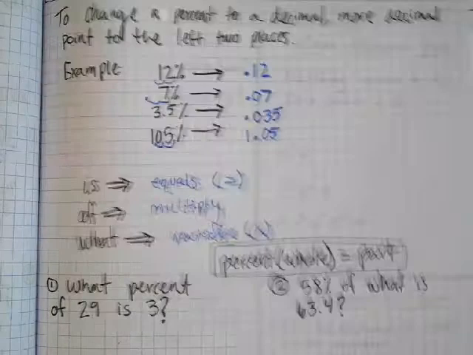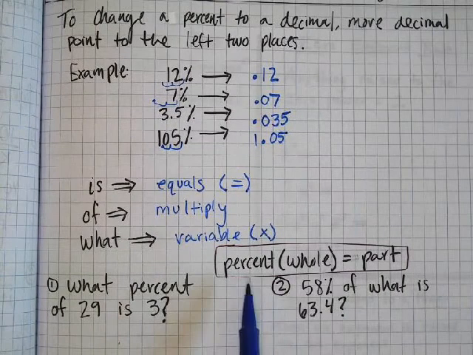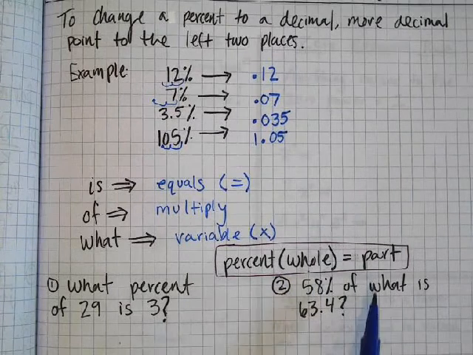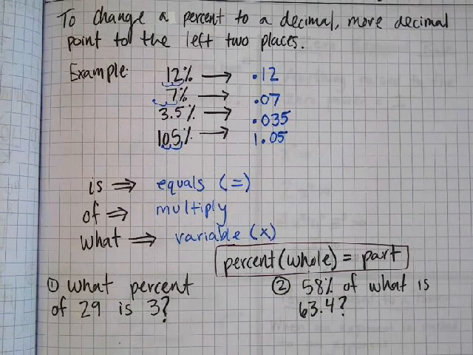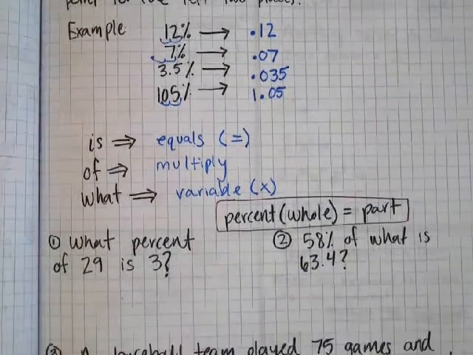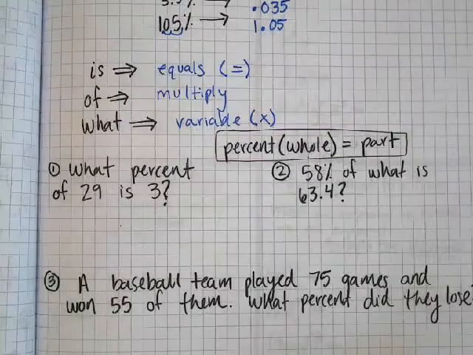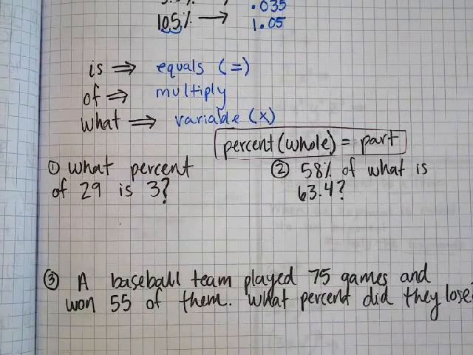Okay, and the next part is we've got a little equation. The percent times the whole equals the part. Okay, and that's what we're going to use for every single one of our examples. Okay, percent times the whole equals the part.